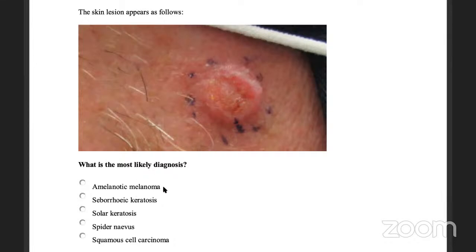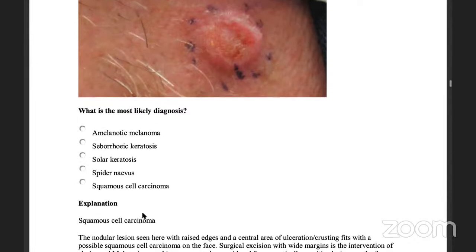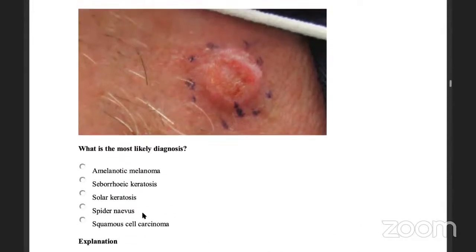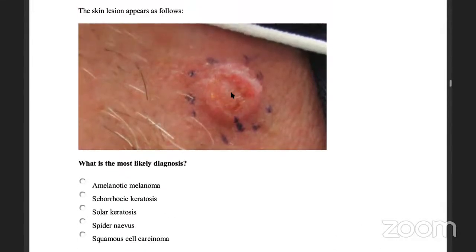Amelanotic melanoma, seborrheic keratosis, solar keratosis, spider nevus, squamous cell carcinoma. Melanoma, no. Seborrheic keratosis, spider nevus, solar keratosis, no idea. Squamous cell. This is scaly, right? I think so, first.